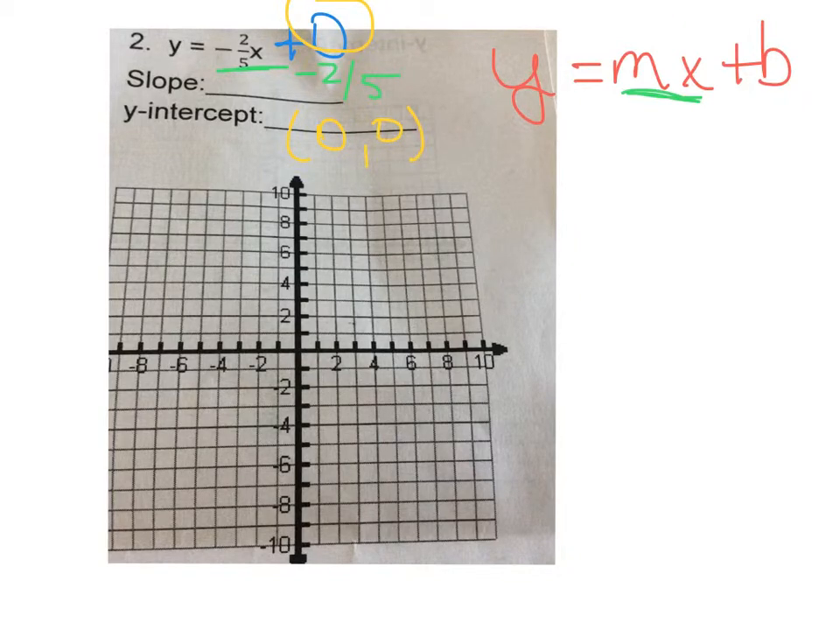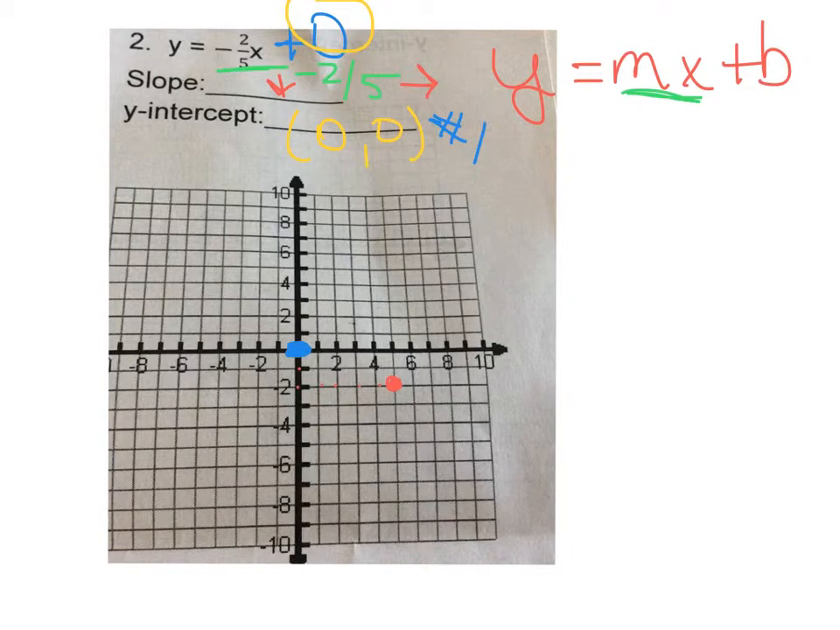And again, we always graph the y-intercept first. So (0, 0) is actually the origin, so I'm going to put a spot on the origin. And then the slope is negative 2/5, so that means I'm going to go down 2, and I'm going to go right 5 from my first y-intercept. So I'm going to go down 2, 1, 2, and I'm going to go right 5, 1, 2, 3, 4, 5. There is my next point on my line. I'm going to do it again.